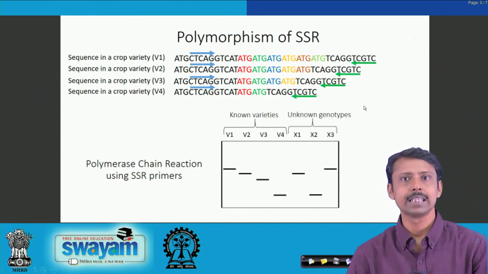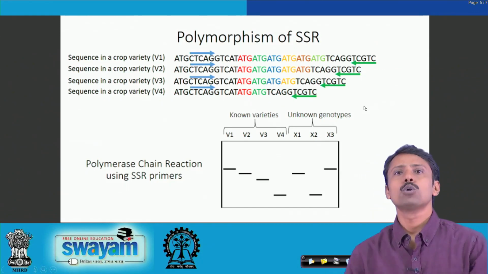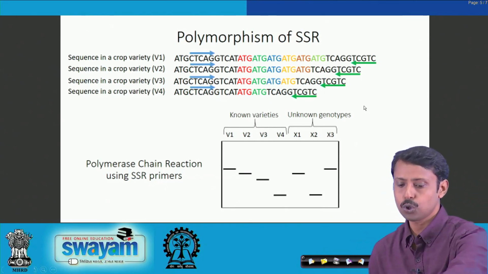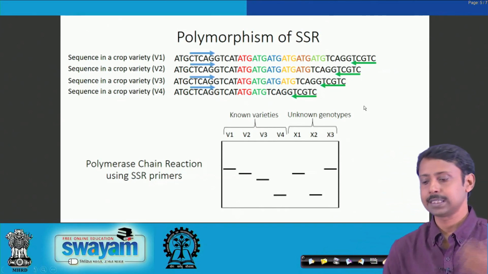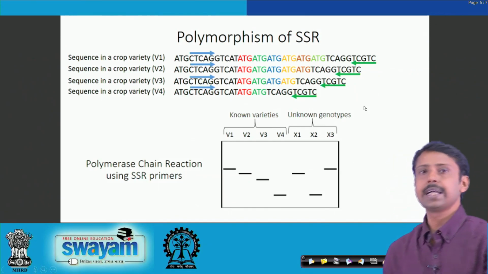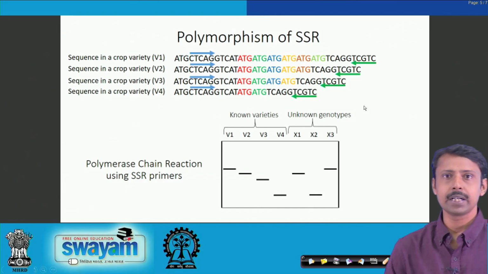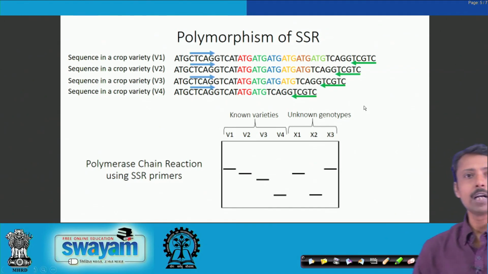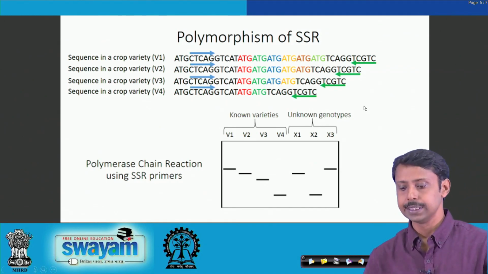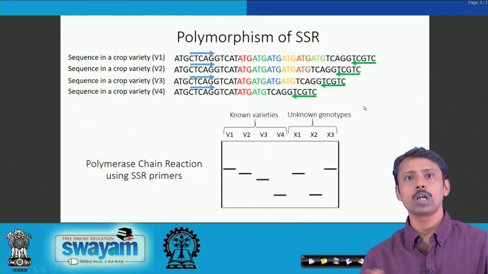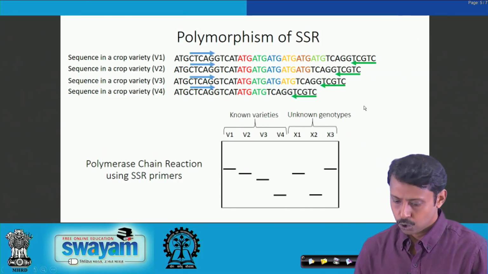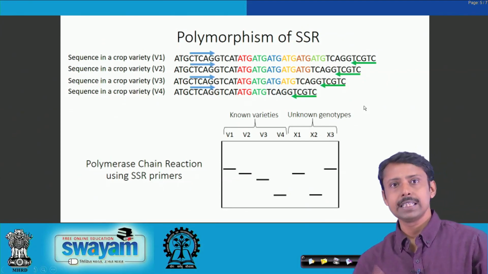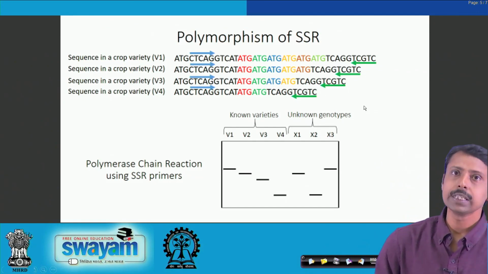So, those were known varieties. Now, if we get some unknown genotypes of that particular plant species, in those genotypes also we can use the particular set of SSR primers. There we can get the PCR amplification and see some banding pattern, and based on that we can say that the unknown genotype X2 is similar to V4, the unknown genotype X3 is similar to V2, and the unknown genotype X1 is similar to V2. In this way we can distinguish different varieties based on their amplification using SSR markers.